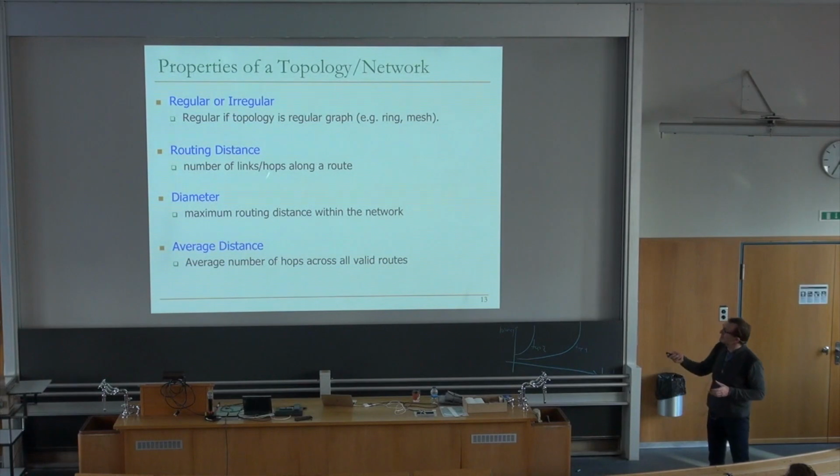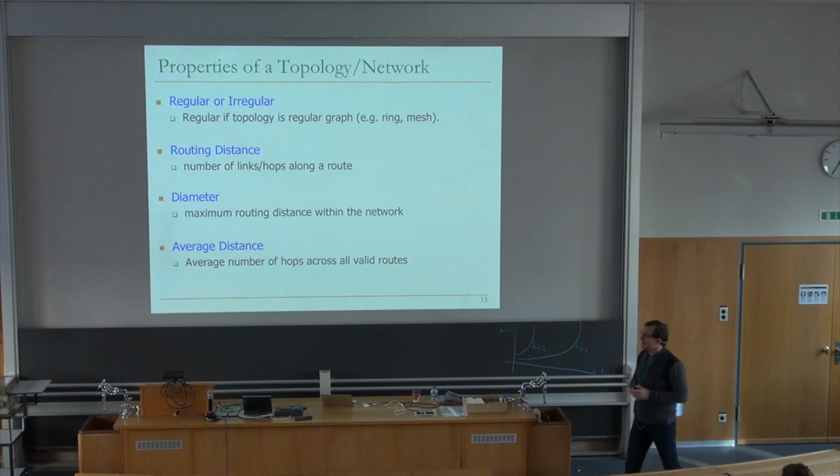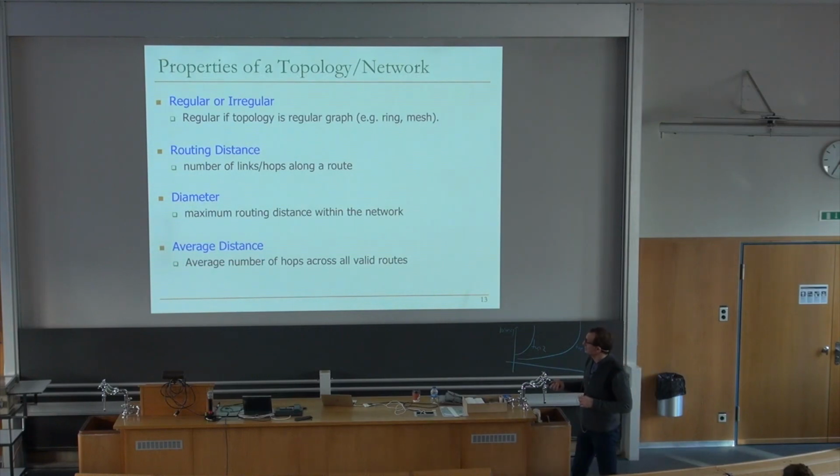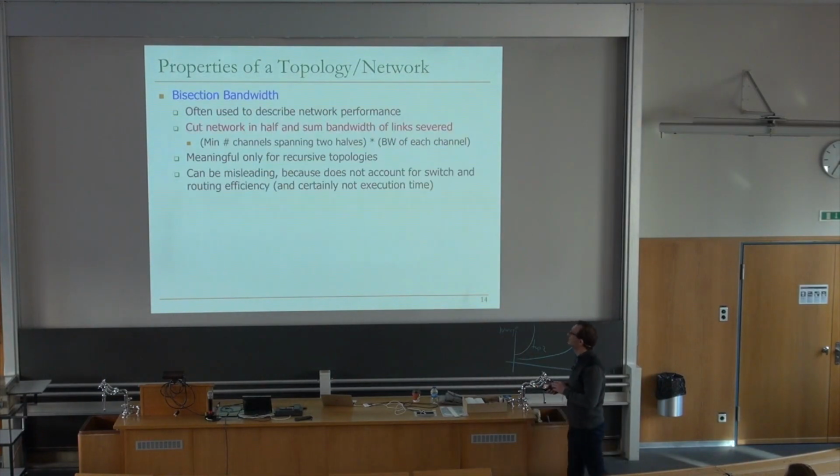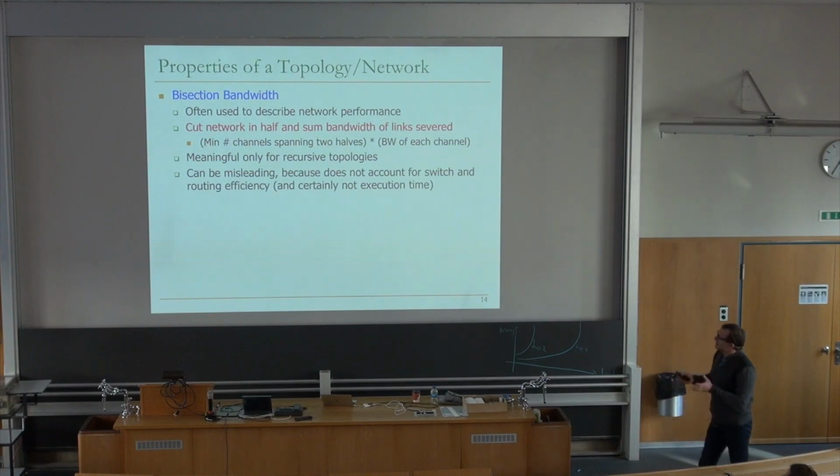So these are some metrics that are associated with a topology. But they also determine the performance of the network in the end. Is this clear? Hopefully it's relatively simple. And we will see some examples of this in a little bit. There's another metric that you will see.